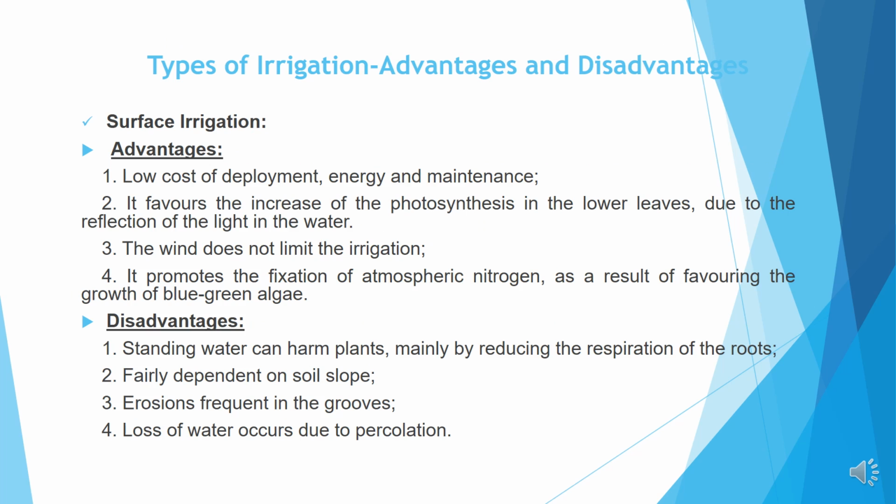Surface irrigation. The advantages are: Number 1, low cost of deployment, energy and maintenance. Number 2, it favors the increase of the photosynthesis in the lower leaves due to the reflection of the light in the water. Number 3, the wind does not limit the irrigation. Number 4, it promotes the fixation of atmospheric nitrogen as a result of favoring the growth of blue-green algae.